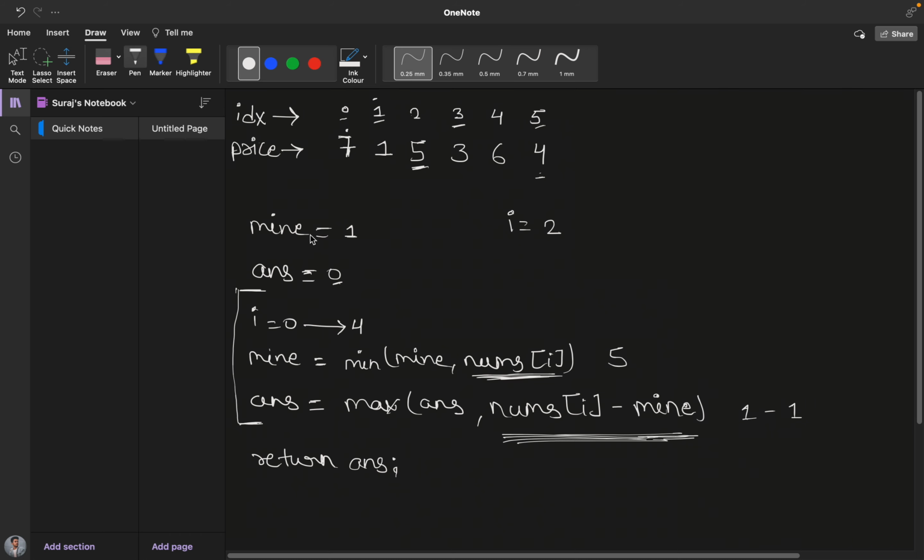Is it minimum than 1? No, it's not. So it will not be updated. Now let's try to sell the stock with the price 5. What is nums of I? Nums of I is 5.